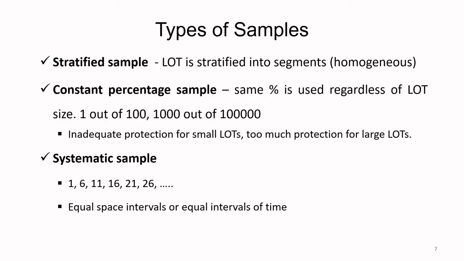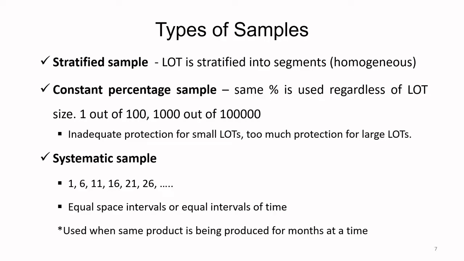Now, it could be systematic sample. One was, every fifth piece or every 10th piece you are checking. That is one. Second is equal space intervals. So equal space intervals or equal intervals of time is that after every 1 hour, you check 10 pieces. So every hour you are checking 10 pieces, or every day you are checking 20 pieces. That is equal space interval or equal intervals of time.